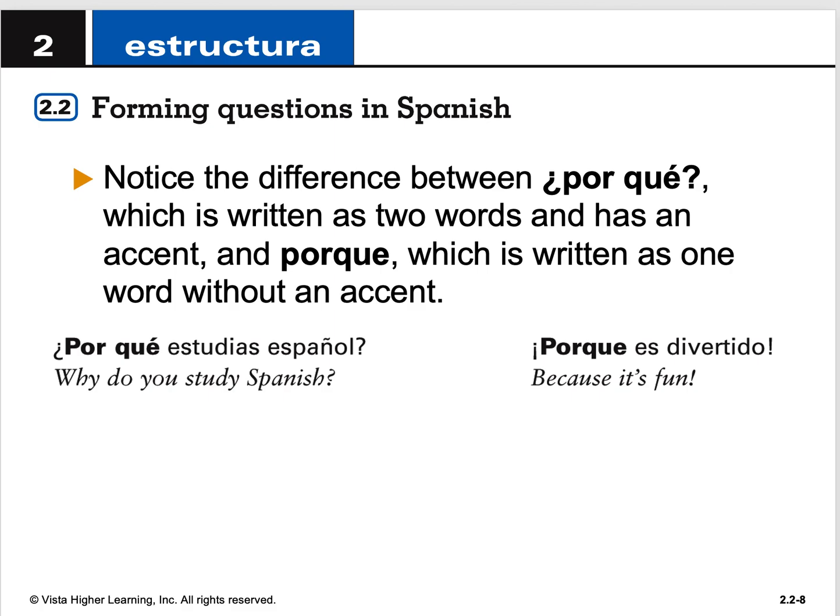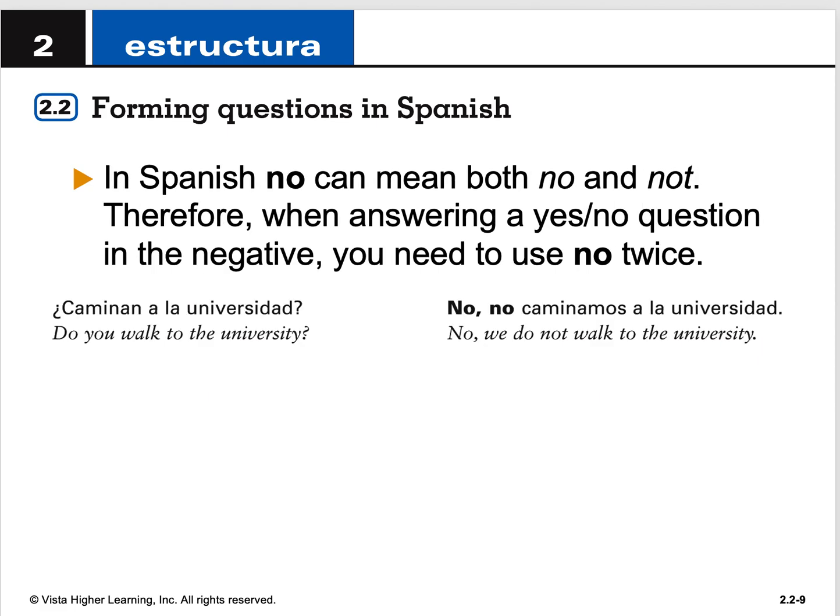Notice the difference between por qué, which is written as 2 words and has an accent, and porque, which is written as 1 word. When I have porque as 1 word, that is because. When I have por qué as 2 words, that would be why. And notice the emphasis changes to the E. So, ¿por qué estudias español? ¿Por qué es divertido? Here the por qué es flows into all of one piece. So that's a little bit easier to do.